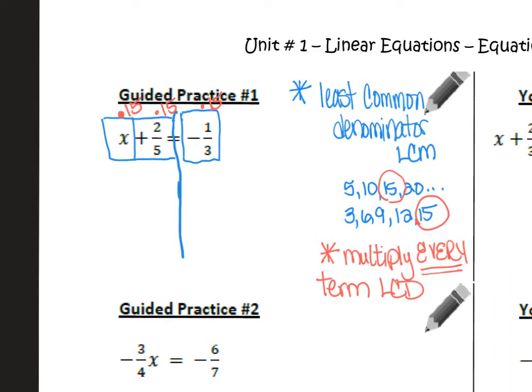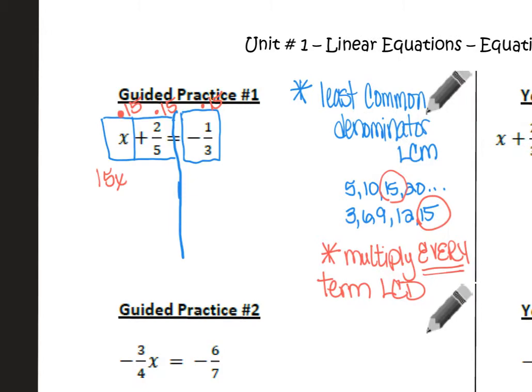And when you show multiplication, we're either going to use a dot or parentheses, because we're not going to use an X to signify multiplication in algebra. It gets way too confusing. So that's why I'm using the dot. Or if you like, you can use parentheses. So we're going to go through and multiply each term by 15. In this case, I'm going to do 15 times X, and then I'm going to do 15X. Then I'm going to multiply 15 times 2/5.